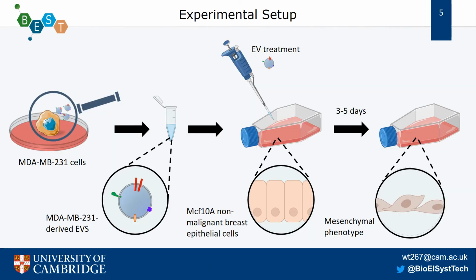Now that we have a defined EV sample, we can apply that to a culture of epithelial cells. In our experiments, we use MCF10 cells because they are non-malignant breast epithelial cells, and they offer an ideal model for studying EMT. After about 3 to 5 days of incubation with the cancer-derived EVs, we observe that the cells undergo a change in phenotype. So the mesenchymal phenotype is characterized by an increased migratory capacity as well as invasiveness, and as such, these cells are now able to migrate away from the epithelial layer.